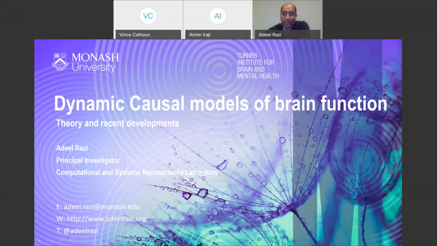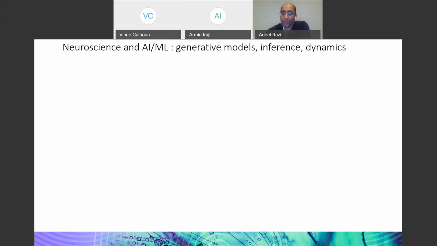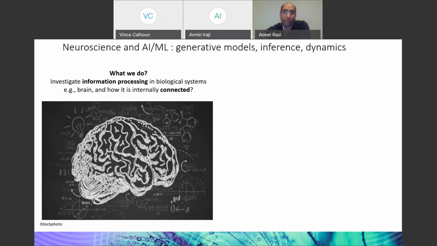Okay, so let's start. Just a bit about what we do. We combine neuroscience with artificial intelligence and machine learning. We develop generative models, and we are interested in brain dynamics. We investigate how different parts of the brain work together to process information in biological systems such as the brain, and we are interested in how the brain is internally connected. And how do we do that?